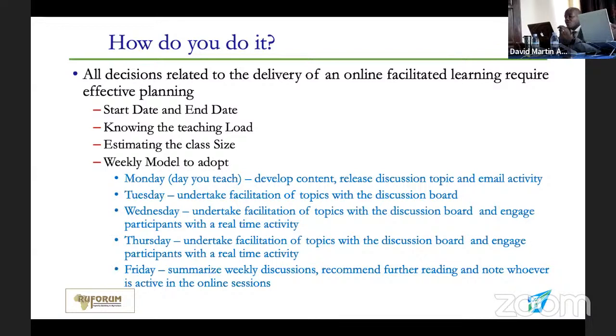Is it the day you are going to develop the content that you are going to give them? Is it the day you are going to release the discussion? All the email activity? You need to decide, what do you do on the Tuesday? Probably your class happens on the Tuesday. Then that means Monday, you utilize it to organize yourself for the Tuesday class. Then you come and do a facilitation on Tuesday. But remember, you've already released the resources on Monday.